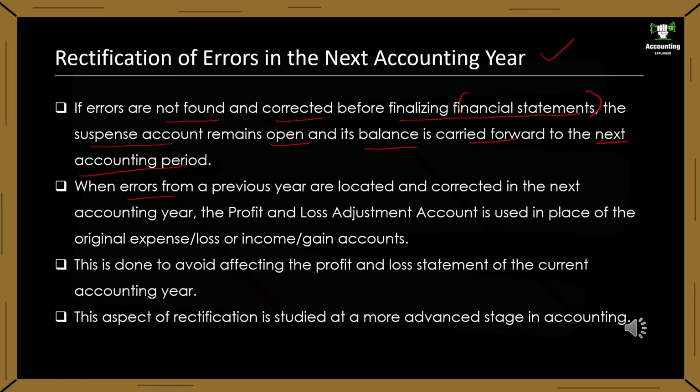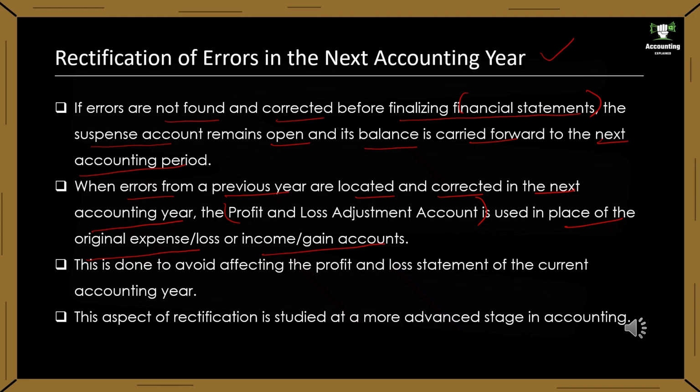When errors from a previous year are located and corrected in the next accounting year. So in the next accounting year, while seeing the accounts of the previous year, you found out the mistake or you have located the mistake or you have solved the suspense. Okay. What you are going to do is open a profit and loss adjustment account in the place of the original expense or loss or income and gain account. Okay. In the place of the P&L account, you are going to open now a profit and loss adjustment account.